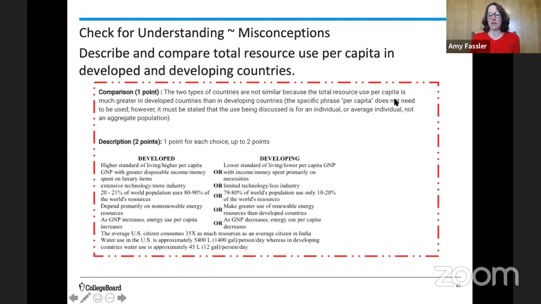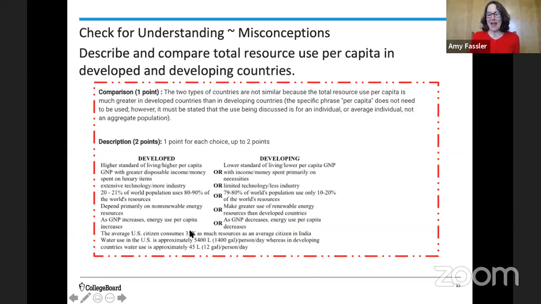So the first thing they wanted us to do here is describe and compare, come right out and make a statement of claim that developed countries use a greater amount of resources per capita than a less developed or a developing country. And then 2 points for comparing them. And I could do one or the other. So I could say, well, developed countries have a higher standard of living. They have a high gross national product. They have more money to spend on luxury items, which require a greater use of energy.